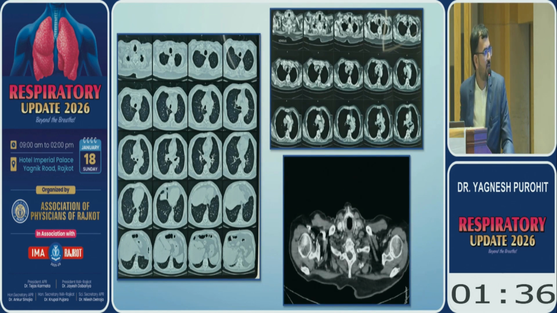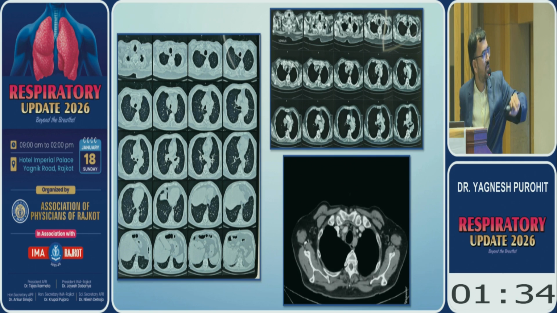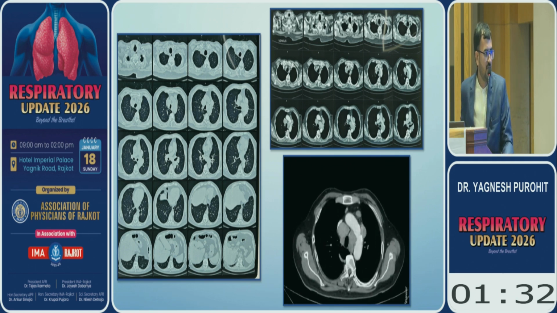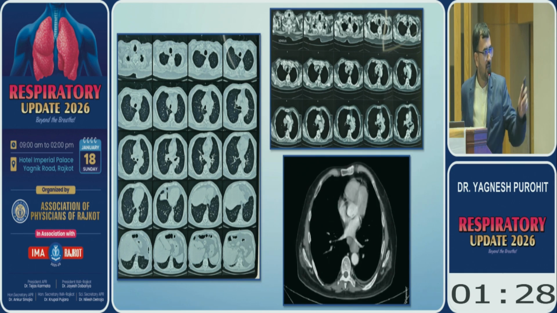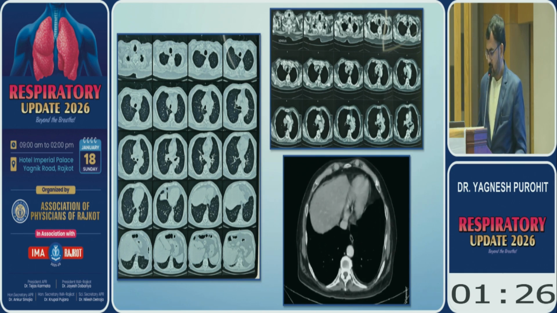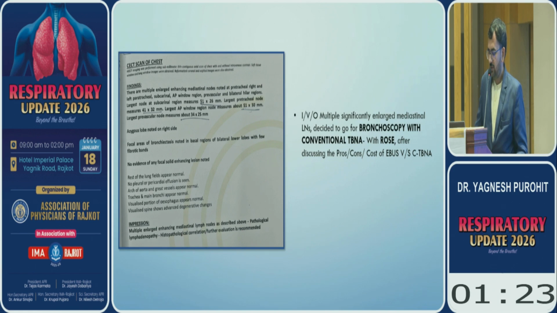This was his CECT, and if you can appreciate, there were enlarged mediastinal lymph nodes, particularly the right paratracheal, subcarinal and hilar lymph nodes, and they were enhancing on contrast. So there were multiple enlarged enhancing mediastinal lymph nodes, and so we advised bronchoscopy with TBNA, conventional TBNA, which we are doing, and with ROSE.